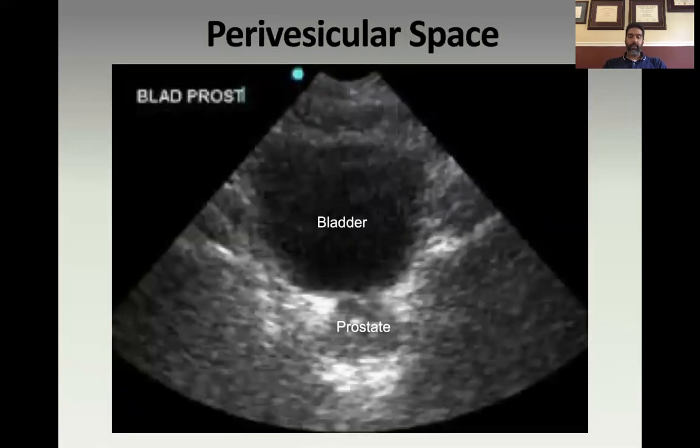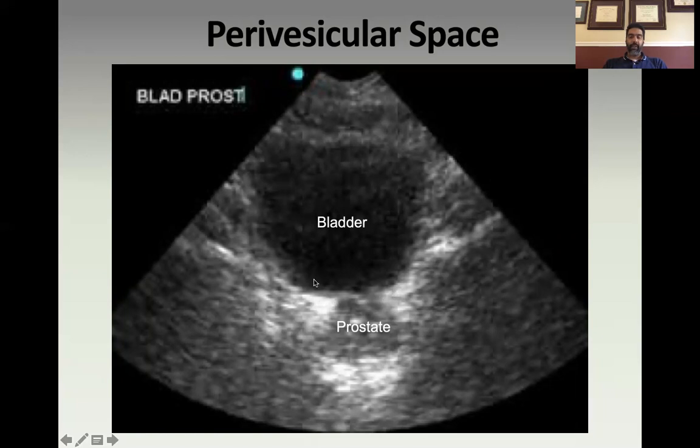You then go and look at your perivesicular space. So you take your ultrasound probe, put it just cephalad to the pubic bone, dot to the patient's right side to get a transverse view of the bladder. And in this case, you're looking at a male, so this is the prostate here. And what you would see is, if there were blood, you would see fluid collection between the bladder and the prostate.